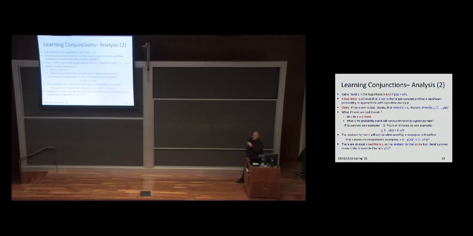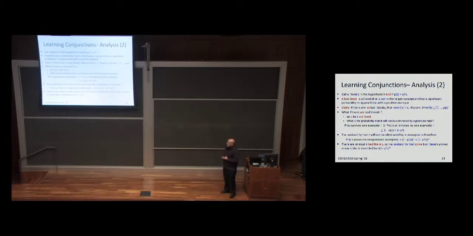But there could be n bad literals. The probability that some literal would survive all my m examples is bounded by n times this. There could be up to n things. So it's basically bounded by the sum of all these events. So that's the probability of the bad things that could happen.